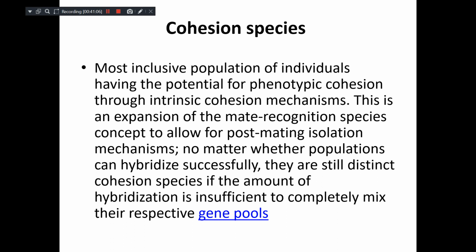What is hybridization? Mixing of two gene pools. If the hybridization is 100% successful, then there will be only one gene pool because there's a mixing and amalgamation of the gene pools. Suppose even after mating they remain separate, then we can say that hybridization is insufficient to mix the gene pools, so they will remain as two separate species. If hybridization is successful, then they become one species.